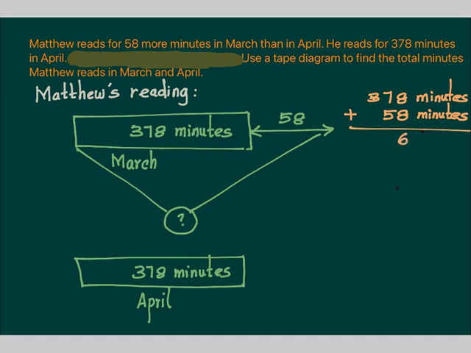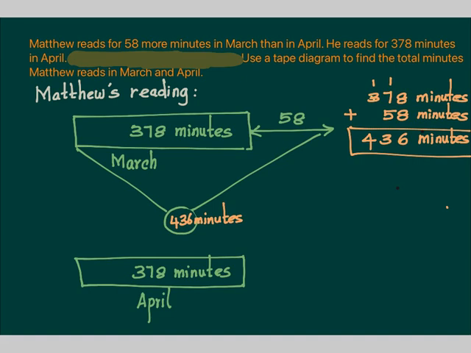Eight plus 8 is 16, so 6 and the 1 goes up. So 1 plus 7 plus 5 is 13, so the 3 goes down and the 1 goes up. So 1 plus 3 is 4. So the answer is 436 minutes. So let me write 436 minutes.